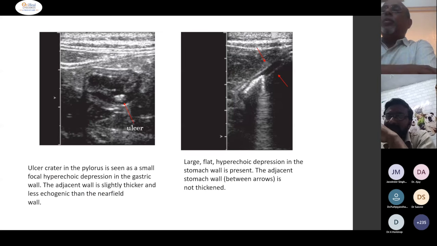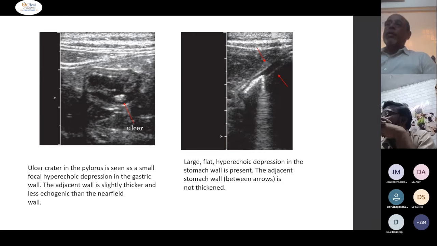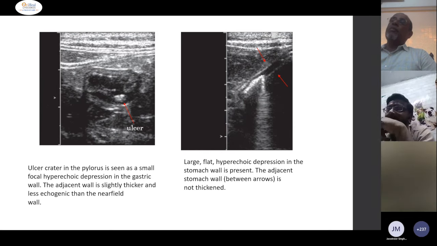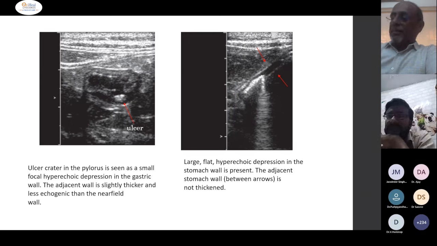So again, this is easily diagnosed ultrasonographically. You can see the crater in the pylorus, and you can see a hyperechoic depression in the gastric wall, and the adjacent wall is slightly thicker and less echogenic than the near field wall. On the right side, you can see a large flat hyperechoic depression in the stomach wall, almost 1 inch wide. That is the hyperechoic area, and the adjacent wall between the arrows is not thickened. So this is very typical of erosion and ulcers.